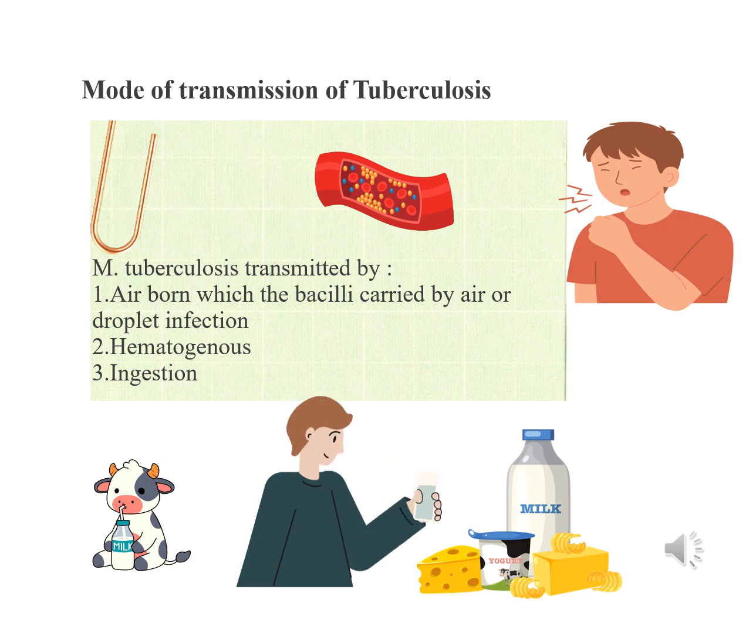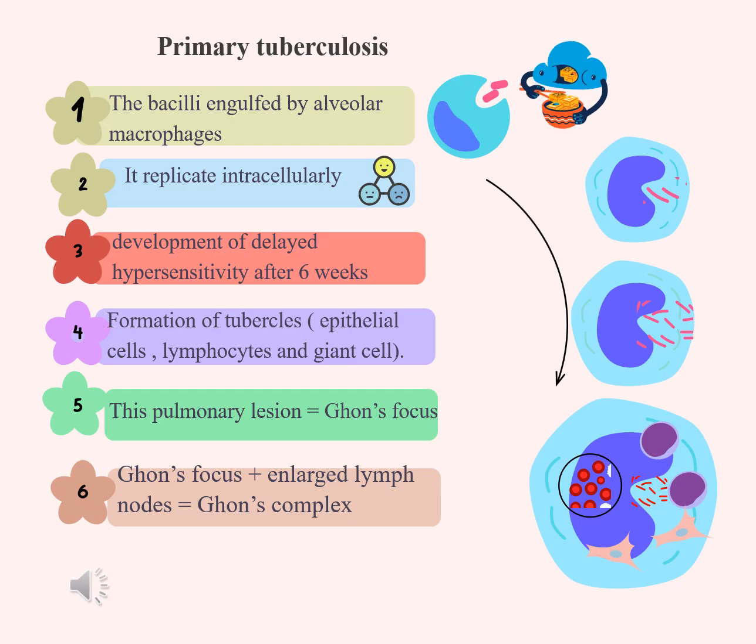M. tuberculosis is transmitted by: 1. Airborne, in which the bacilli are carried by air or droplet infection. 2. Hematogenous. 3. Ingestion. Primary tuberculosis: the site of initial infection is usually the lungs following inhalation of bacilli. They are engulfed by alveolar macrophages, in which they replicate intracellularly, with the development of delayed hypersensitivity after 6 weeks. The inflammatory lesion, called tubercles, is characterized by granuloma formation and consists of epithelial cells, lymphocytes, and giant cells.